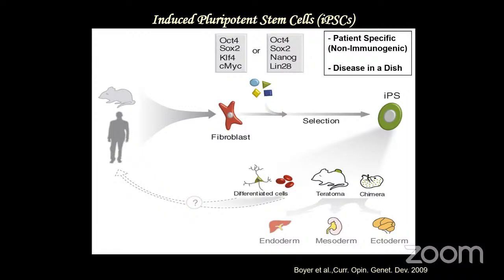Now the era of even gene editing is coming. So if there is any genetic defect, one can probably reverse the process. So this is the advantage of induced pluripotent stem cells, which is combining the beneficial effect of both embryonic stem cells and adult stem cells and bringing the patient-specific cells into picture.